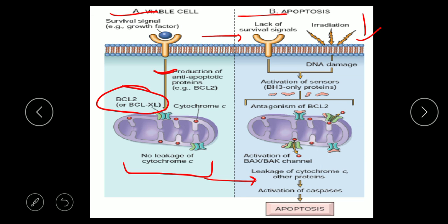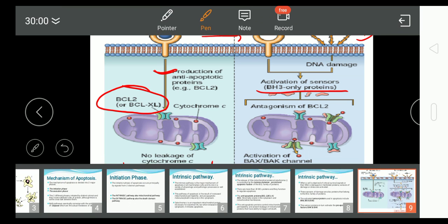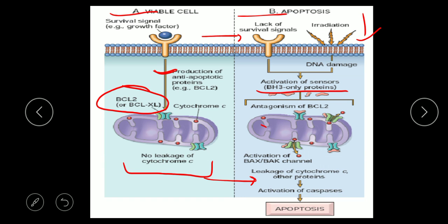And in the apoptosis process, whenever there is any DNA damage or any sorts of stress inside the cell, then there is activation of sensors, as we have already discussed. There is activation of sensors like BH3-only proteins, and then they will activate BAX and BAK, and this will make a pore.